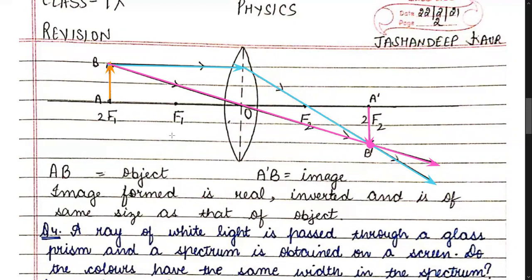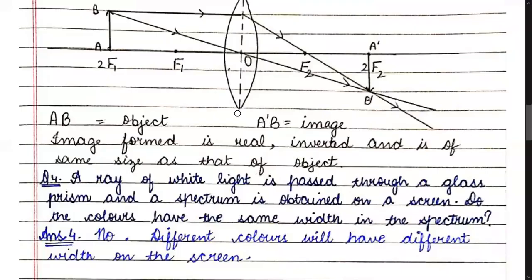Children, kindly use a sharpened pencil, and whenever you are drawing the diagram, make sure you are putting the arrows on incident as well as refracted rays. So here in this diagram, you can see that if AB is the object and A'B' is the image, then the height of the image is equal to the height of the object. And the image formed is also real and inverted.